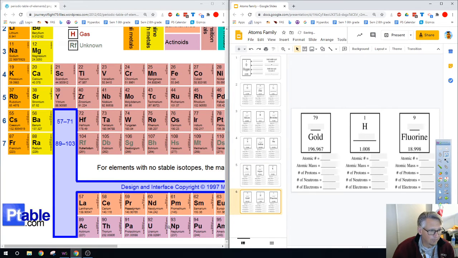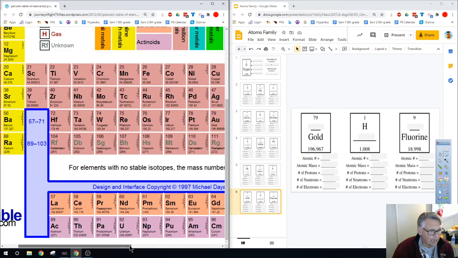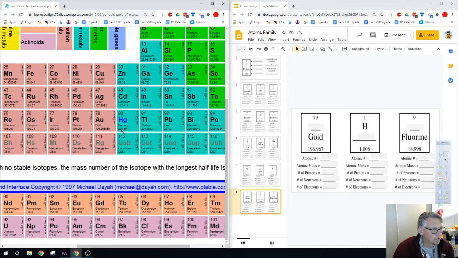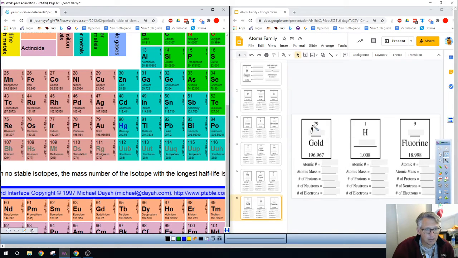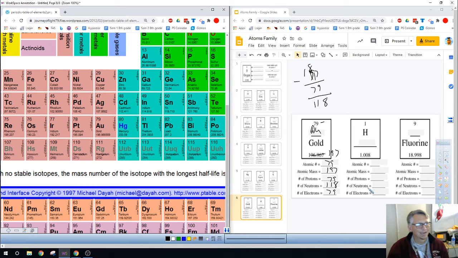And next we have gold, which is AU, which is right there. AU, gold. That 196.9, now we're going to round that to 197. So its atomic number is 79. Its atomic mass is 197. The number of protons is 79. The number of electrons is 79. And for the number of neutrons, we have 197 protons plus neutrons, minus our 79 protons, gives us 118 neutrons.